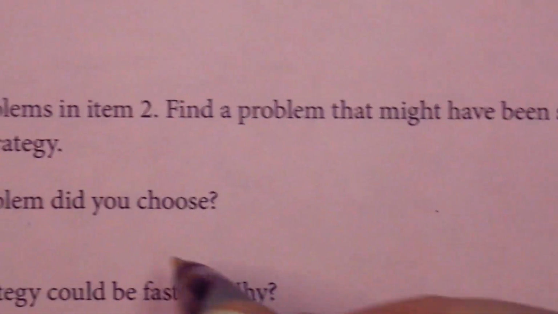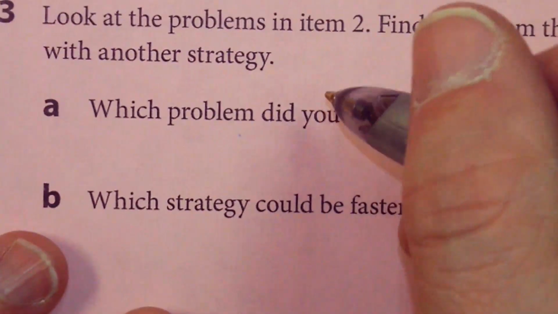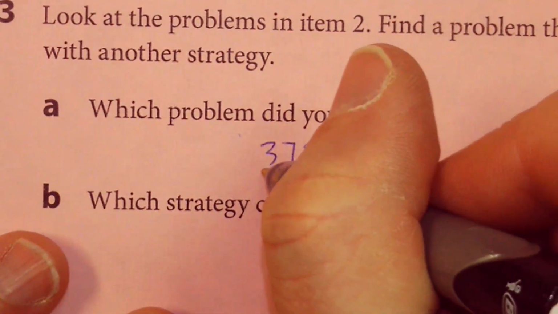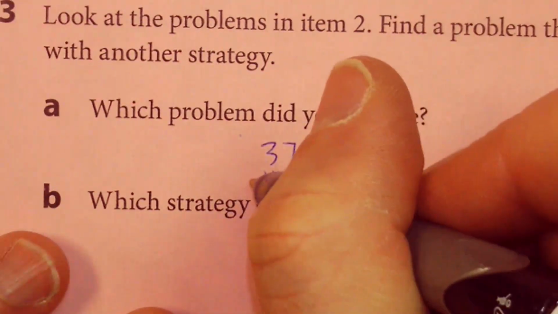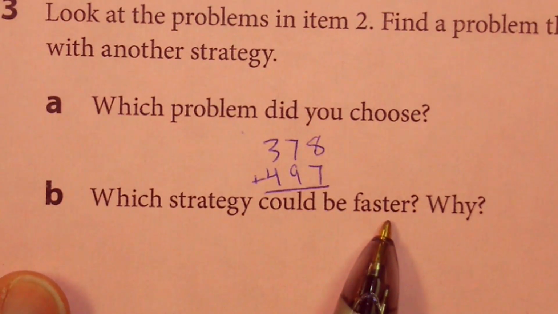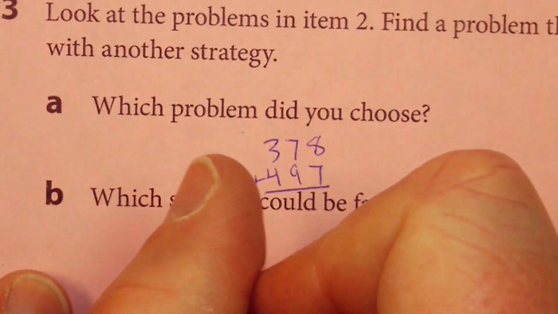Okay, which problem, it says down here, which problem did you choose? And if I take this question, I'm going to rewrite it down here. 378 plus 497. That's the problem. Which strategy could be faster? We might say give and take.